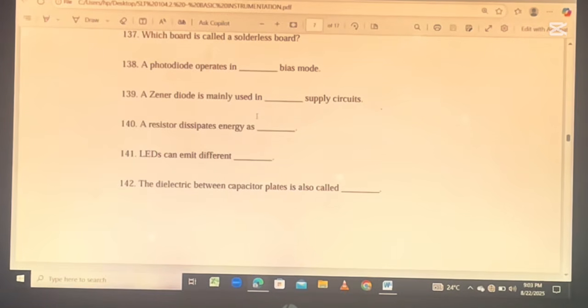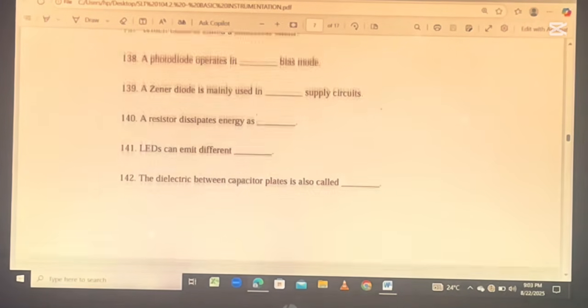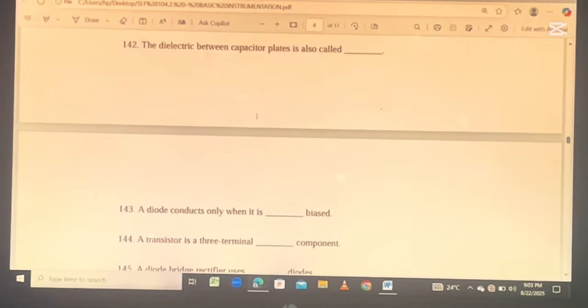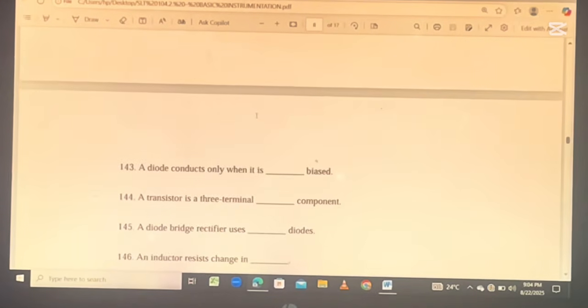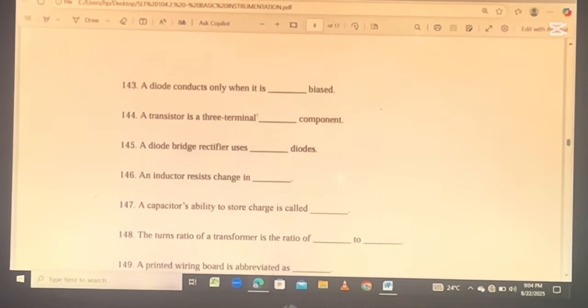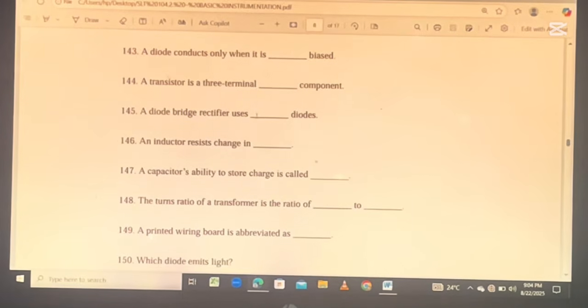LEDs can emit different colors. You've seen that. The dielectric between capacitor plates is called an insulator. A diode conducts only when it is forward biased. A transistor is a three terminal what? It's a three terminal semiconductor component. Don't forget that. Then we also have a diode bridge rectifier uses dash diodes, so it uses four diodes. An inductor resists change in current.